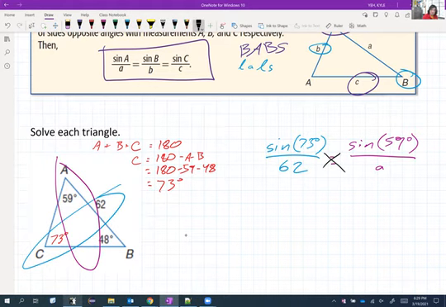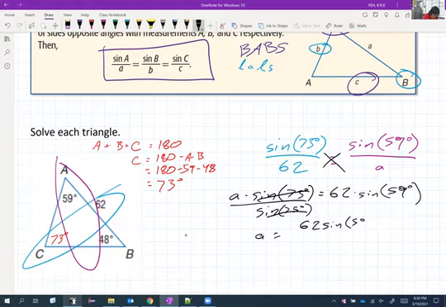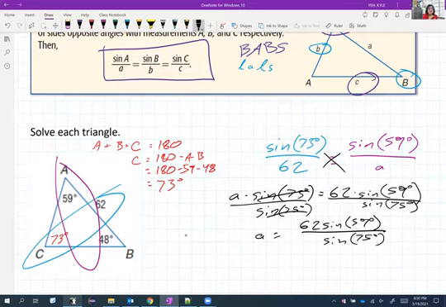And then I'm going to cross multiply. So A times sine of 73 degrees is equal to 62 times sine of 59 degrees. To get A by itself, I'm going to divide both sides by sine 73. A equals 62 sine 59 degrees over sine 73 degrees.